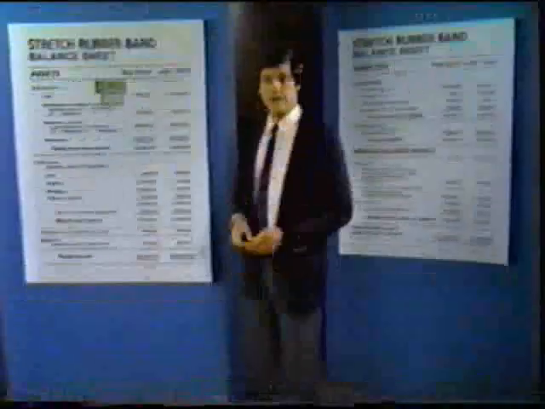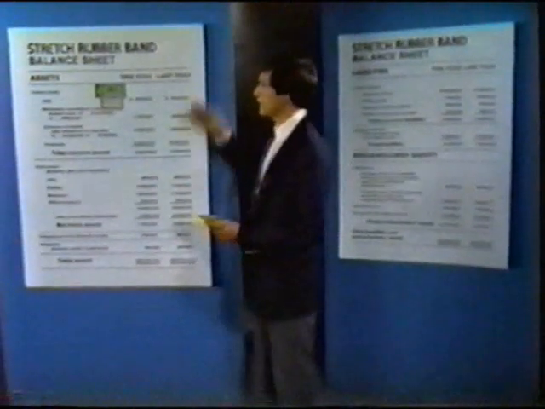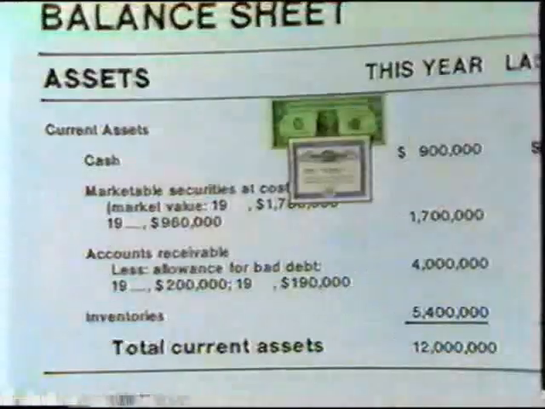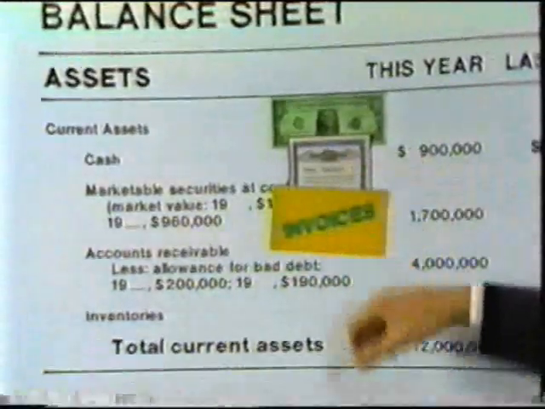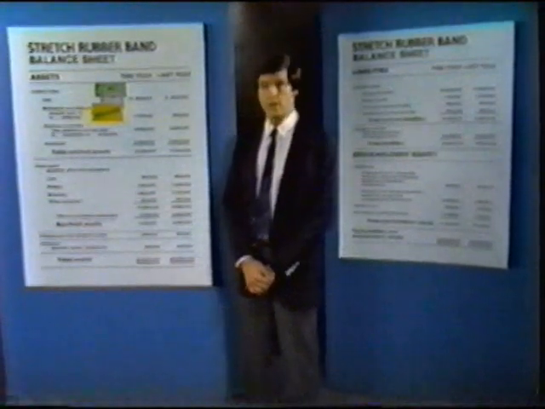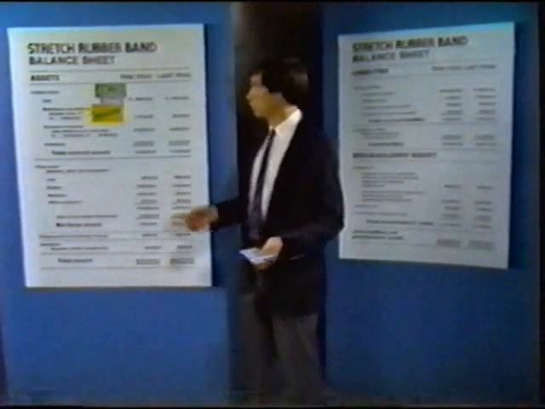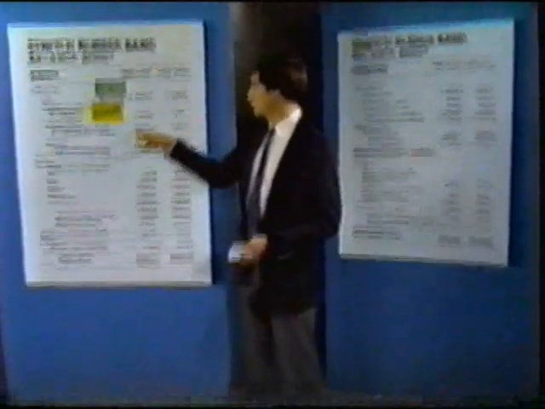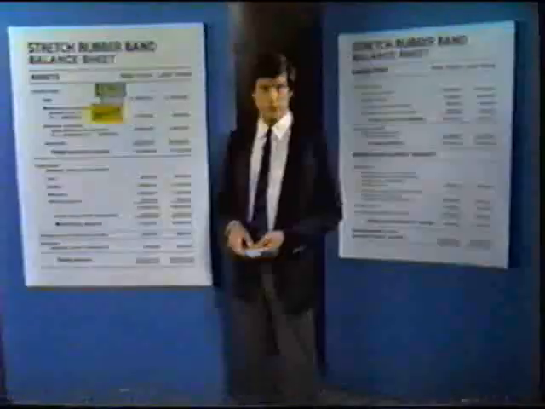Now, third item, accounts receivable. Remember, this is assets, what the company has. Well, we have lots of invoices. Customers of Stretch currently owe our company for shipments of rubber bands that they got but they didn't pay us for. So that's one example. In any case, it comes to $4 million.